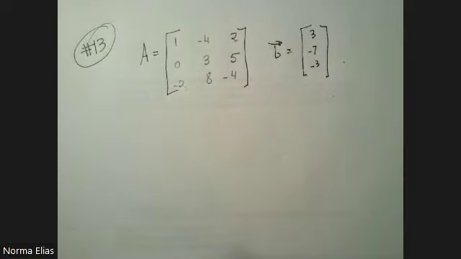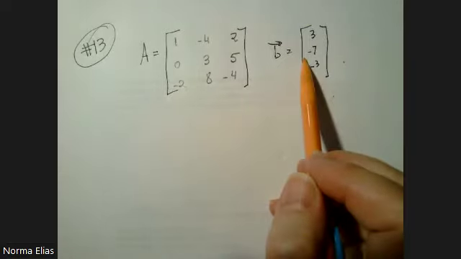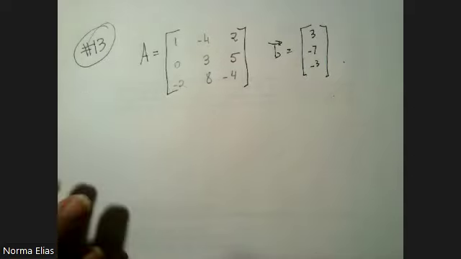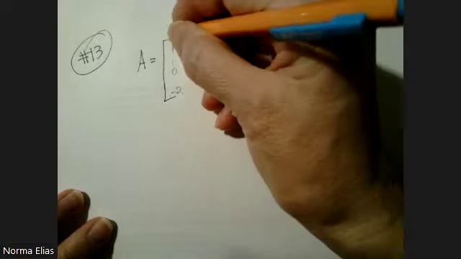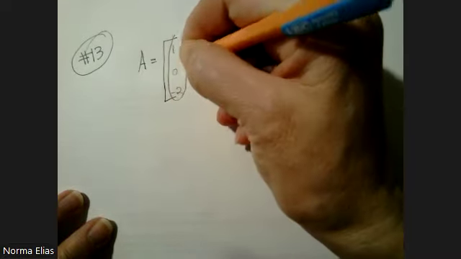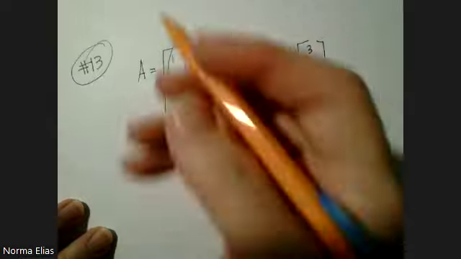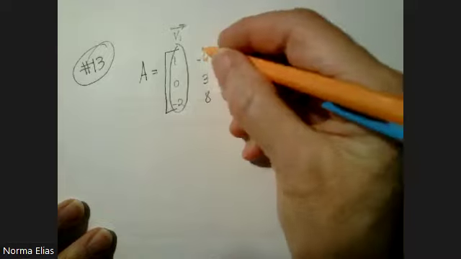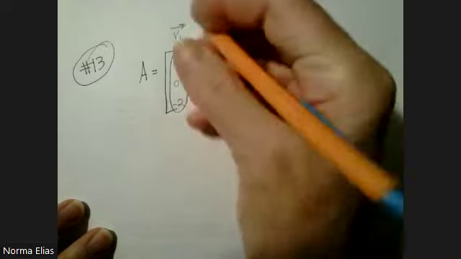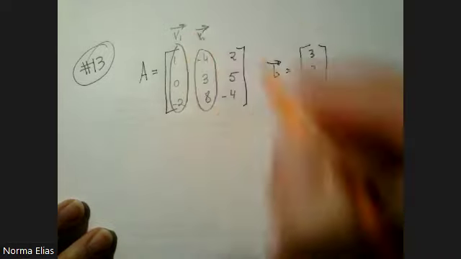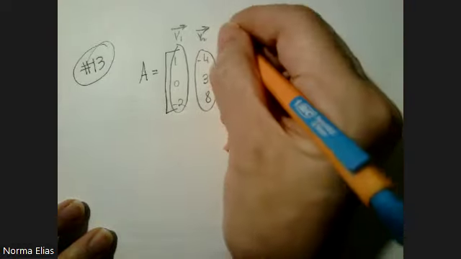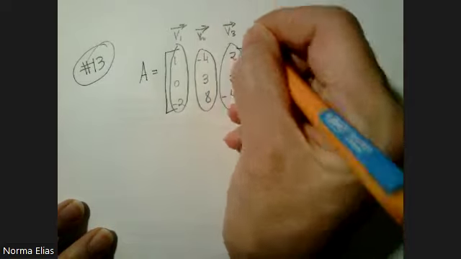All right. And the question is, determine if B is a linear combination of the vectors formed from the columns of the matrix A. So what do they mean by that? This is the first column of A. We call this, let us say, V1. And this is the second column. We can call it V2. And this is the third column. And I will call this V3.